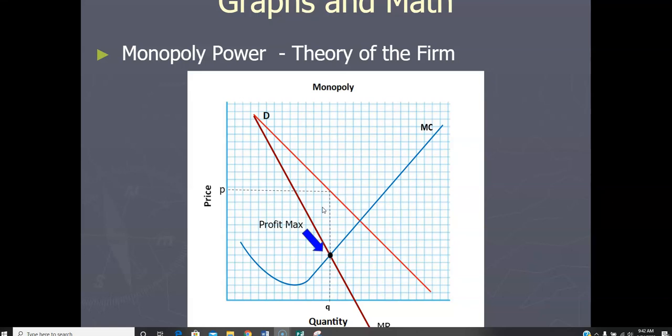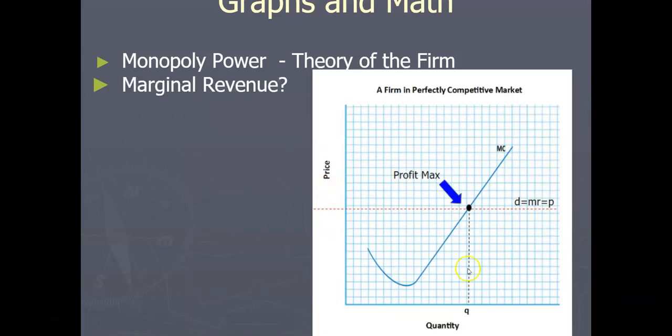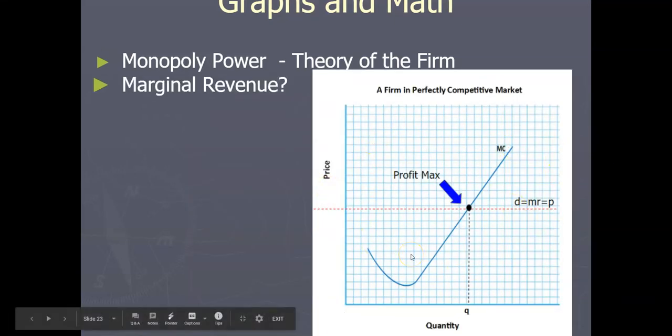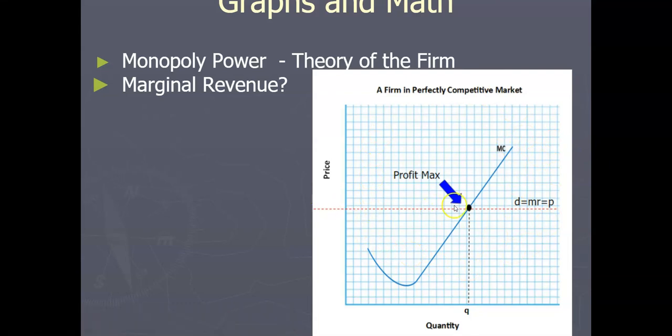So the things that you will need to take away: if I ever show you a graph that looks like this versus a graph that looks like this, you'll need to know that one is a firm in a perfectly competitive market with perfectly elastic demand. The other is a firm in a market with monopoly power and a downward sloping demand curve. And just also know that markets, unless they're perfectly competitive, are not 100% efficient.